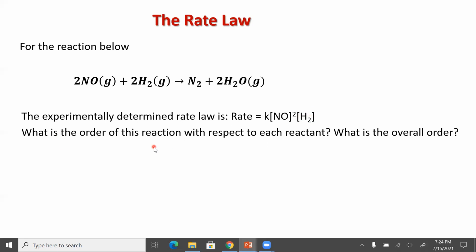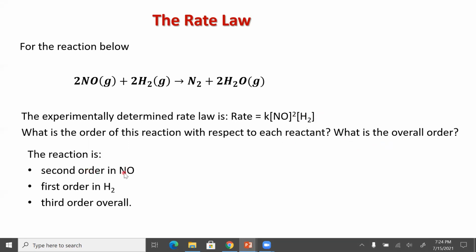So what is the order of this reaction with respect to each reactant? And what is the overall order for the reaction? Well, the exponents are going to tell us the order of each reactant, and the sum of the orders tells us the overall order. Nitrogen monoxide is second order. Hydrogen is first order. Okay, there's a 1 here. It's assumed to be a 1. The overall order is 2 plus 1, or 3.